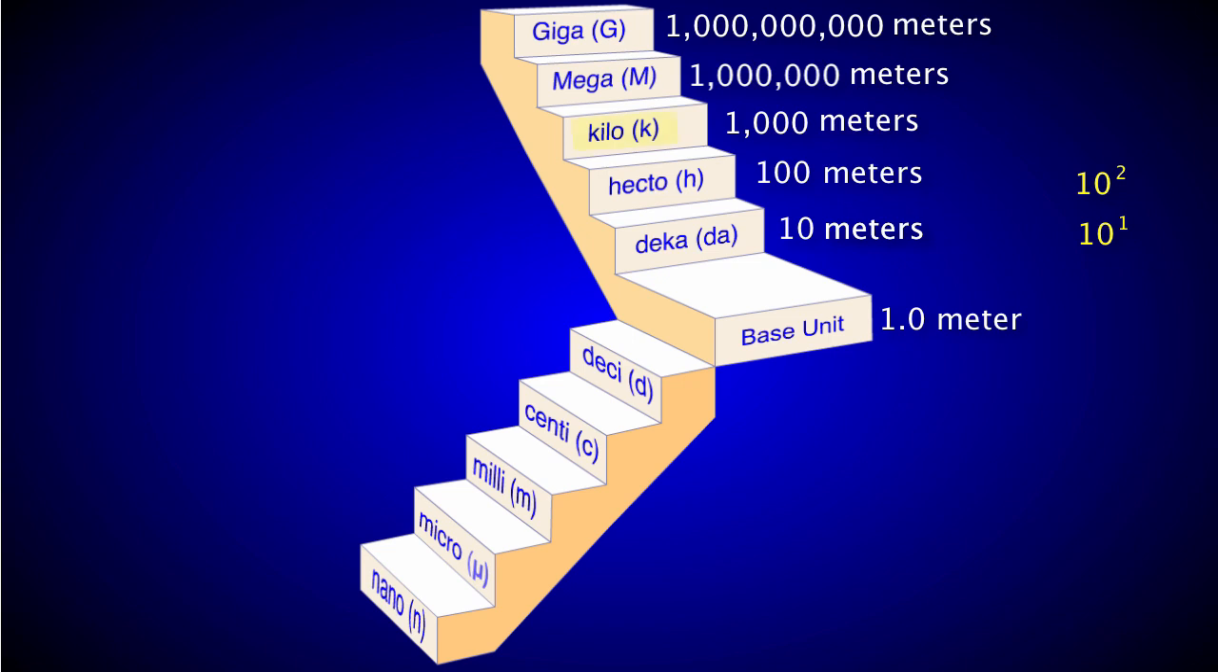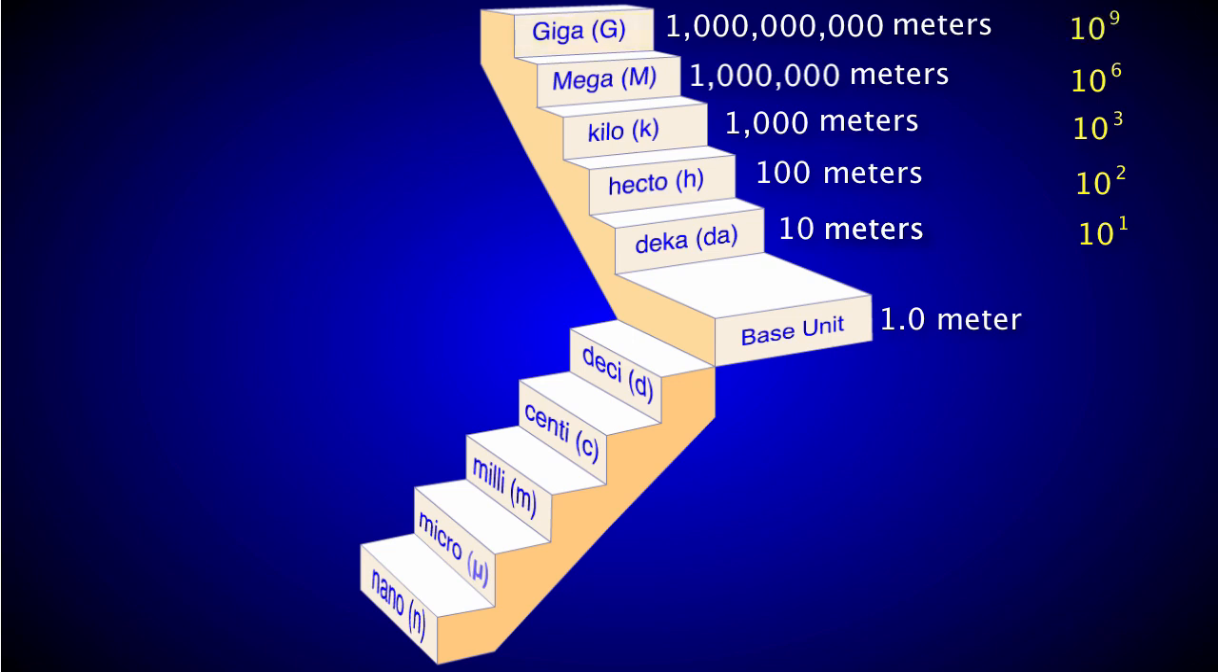Kilo means 1,000, or 10 to the third power. Now pay attention when we get to mega, because mega is not 10 to the fourth power, it's 10 to the sixth power. We've skipped a few powers of 10. Not every power of 10 has a metric prefix associated with it, so that's important to know as you move up the staircase. Giga, which means billion, can be referred to as 10 to the ninth power.